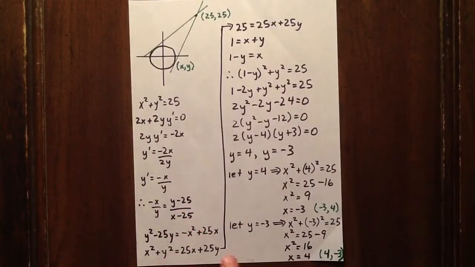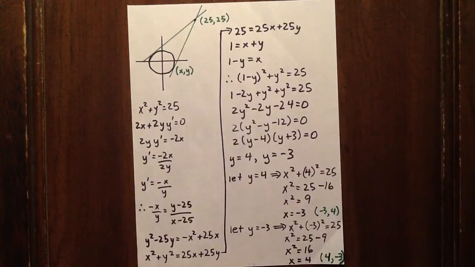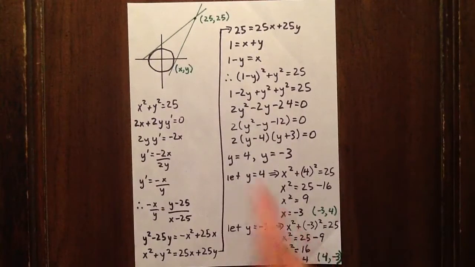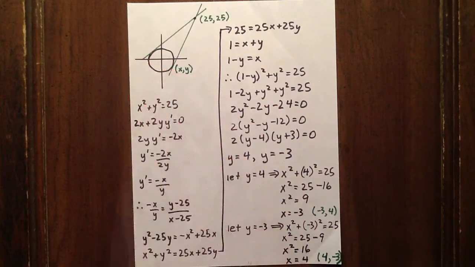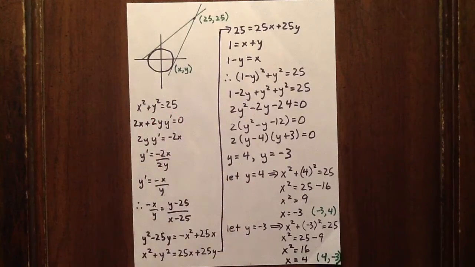Well, the first thing we do is we recognize that the curve in question is a circle. The point (25, 25) is way out here, and what we're trying to do is find out what are those two points. Okay, so x squared plus y squared equals 25.